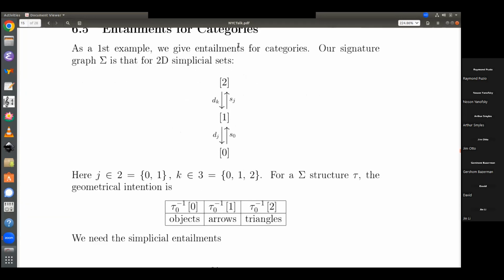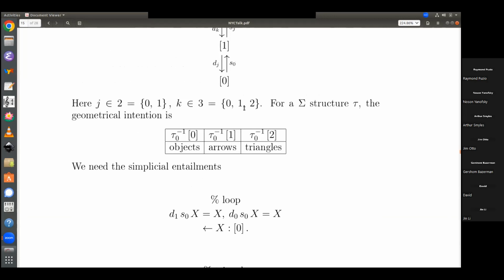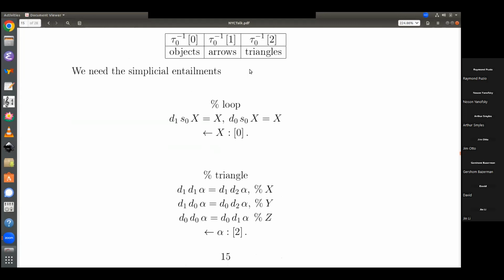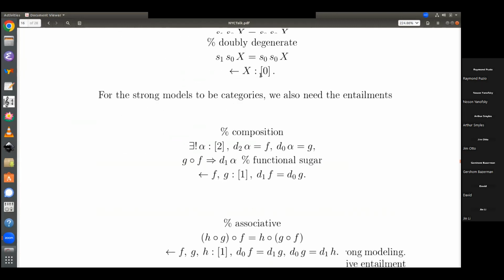And so categories can be presented, or specified, using entailments. You start with a graph for two simplicial sets, where you have a sort for objects, a sort for arrows, and a sort for triangles, and then you have the face and degeneracy operators. Then you need simplicial entailments, so that when you have an object, then you get the appropriate simplicial equations.